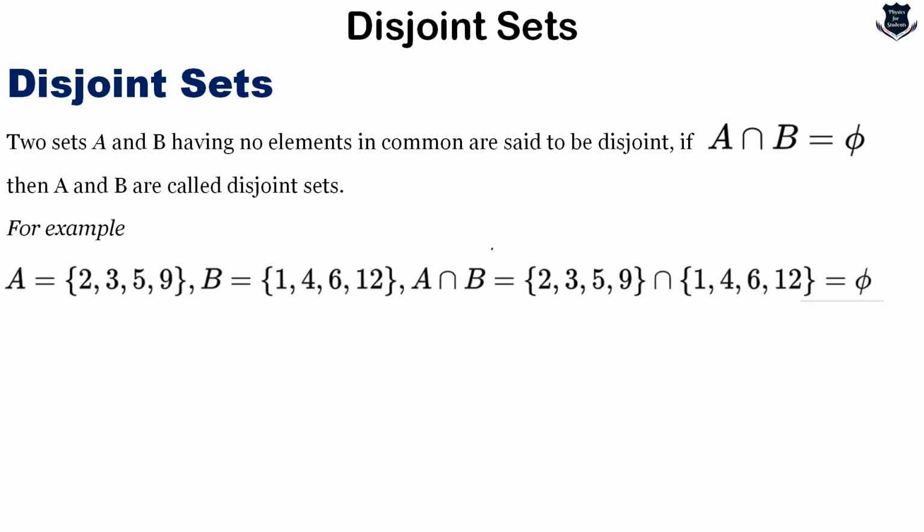Here is an example. I have taken A = {2, 3, 5, 9} and B = {1, 4, 6, 12}. So A ∩ B is empty, since there are no common elements between them.